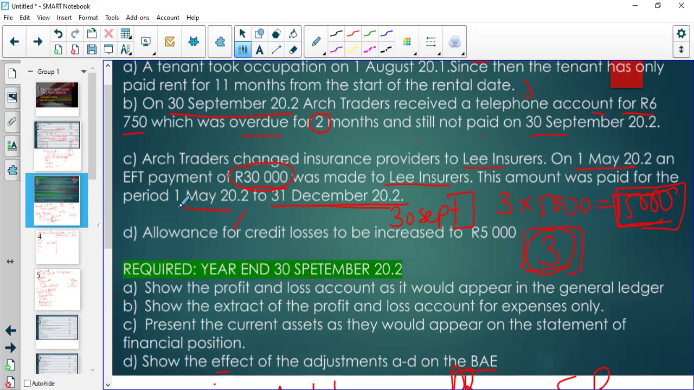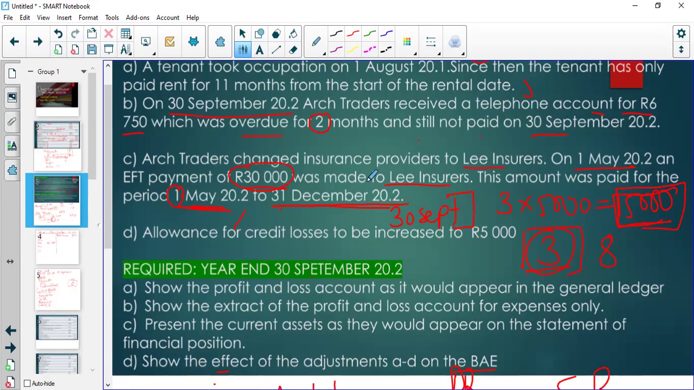So this was paid for 1 May to 31 December. So we're going to count and say, remember, this is the 1st of May. So the month of May is going to be included. If it was the 31st of May, then we would start counting from June. All right, but this is the 1st. So we're going to say the month of May, June, July, August, September, October, November, December. So if you look, it's 8 months there, right, in total.